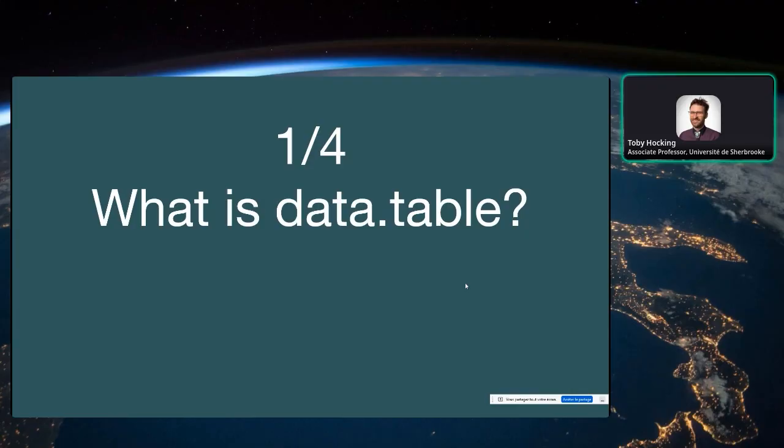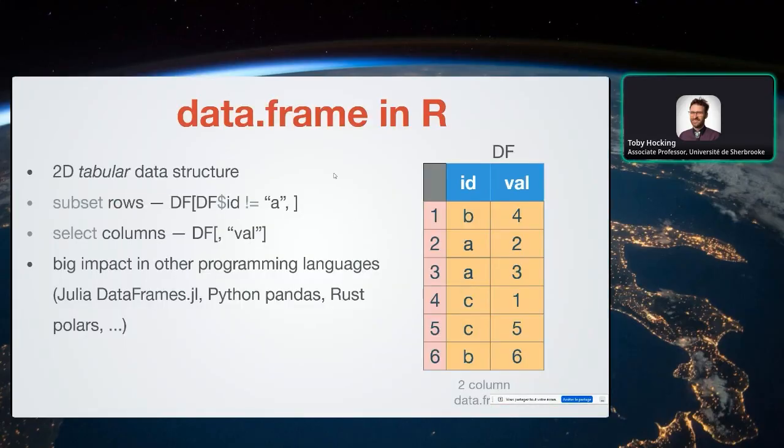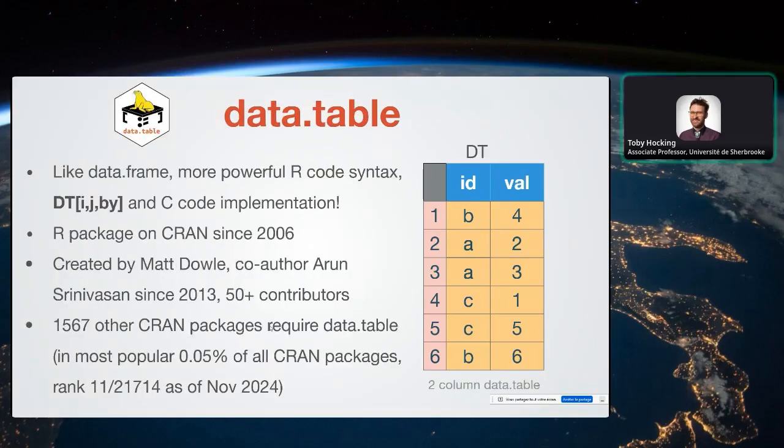So first, what is data table? You've probably heard about data frames, a two-dimensional tabular data structure. You can see an example with 6 rows and 2 columns. With data frames in R, using the square brackets operator, we can do subsets using the first argument of the square brackets, or select columns using the second argument after the comma on the inside of the square brackets. The data frame has had a big impact in other programming languages with different implementations, like in Julia, Python, Rust, etc. An efficient implementation of the data frames in R is called data table.